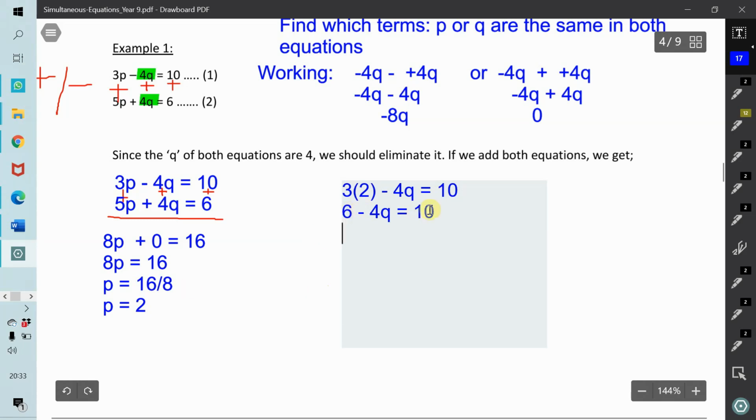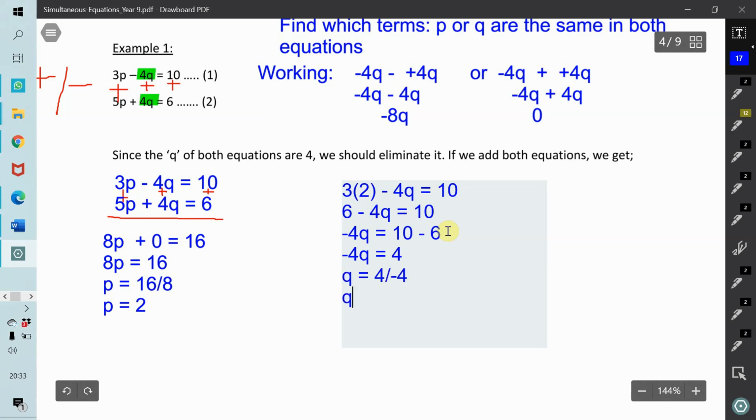Let me collect like terms. The 6 and the 10 are the same, so let me take them to one side. Minus 4q equals 10 minus 6. Why minus 6? Because the sign in front of the 6 is positive here. So then it becomes minus 4q equals 10 minus 6, which is 4. And then it is q equals 4 division by minus 4. Q equals minus 1. So the solutions of these two equations are P equals 2 and Q equals minus 1.